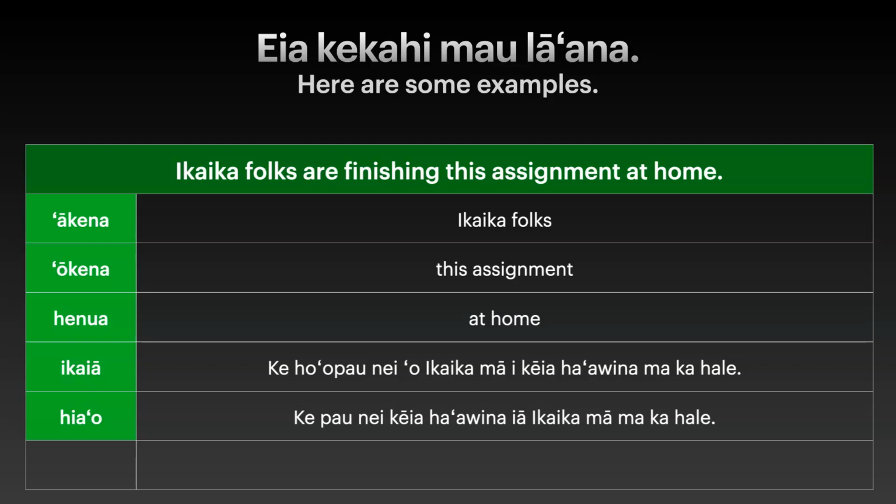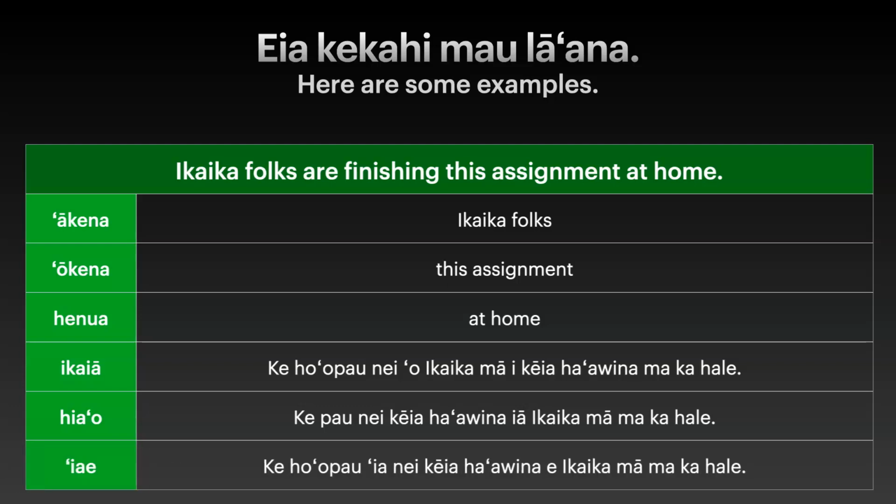Okay. So we can again make this an ʻIae, but we have to use the same painu from the ʻIkaiā. So it's ho'opau, add ia, and then follow the same structure as the hia'o. Ke ho'opau ia nei keia ha'awina e ikaika ma makahale. Okay. Notice the ordering here. The ia is always right next to the painu. So with our maka painu, ke nei comes after it. If we had e ana, it would come after it. Ia is always right after the painu.